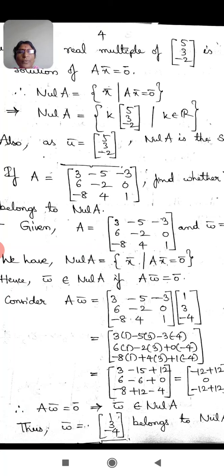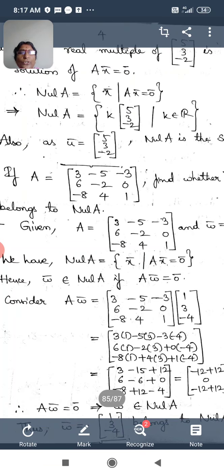The first row should be multiplied with this column, and adding the sum of those multiples gives the first element of the resultant matrix. So we can multiply the terms like this: 3 into the first row with the column in the second matrix, 3 into 1 minus 5 into 3 minus 3 into minus 4. The calculation we can do later.